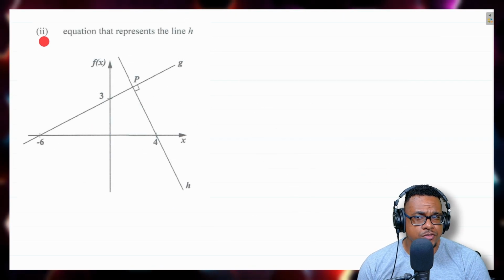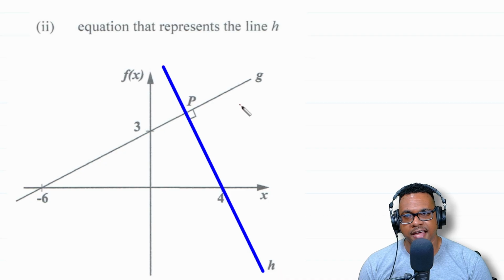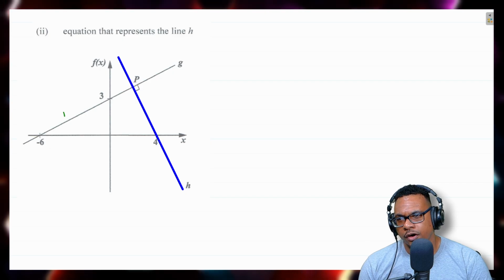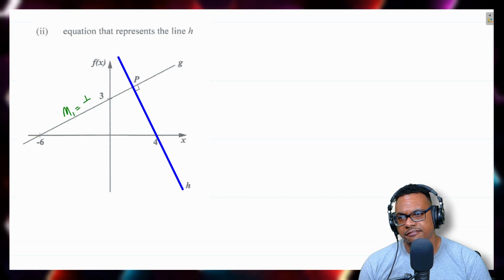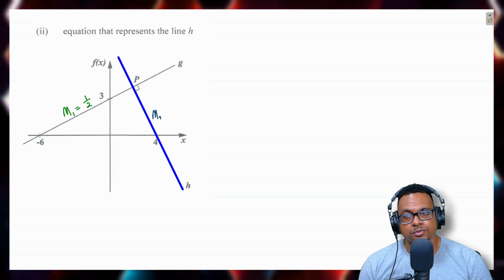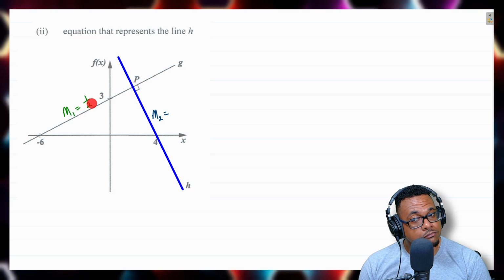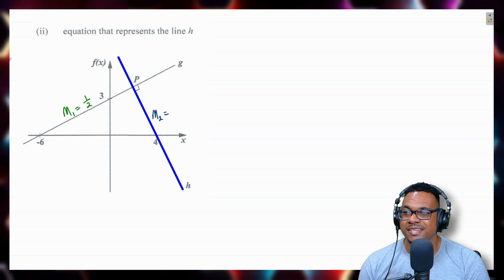So now moving on to part 2, we want to determine the equation that represents the line H. Now remember, the line H is perpendicular to the line G. And therefore, if we know the gradient of the line G, then the gradient of the line H would just be the negative reciprocal of the gradient of the line G. So I will call the gradient of the line G m1, and we worked that out to be 1/2. Therefore, the gradient of the line H, I'll call that m2, has to be, well, the reciprocal of 1/2 is 2 over 1, which is just 2. And then you change the sign, so that'll be negative 2.